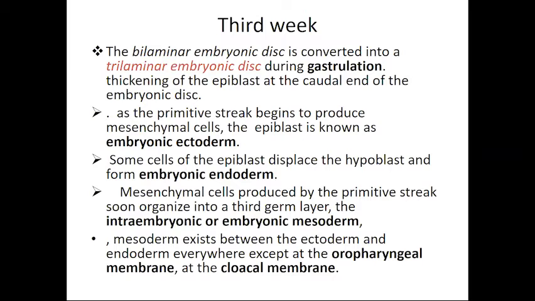Only at the anterior end and the posterior end are the ectoderm and endoderm going to be fused. Anteriorly, it is called the oropharyngeal membrane, near where we have the precordal plate. And at the posterior end, where the ectoderm and endoderm are fused, the mesoderm still cannot separate the layers. This is called the cloacal membrane.